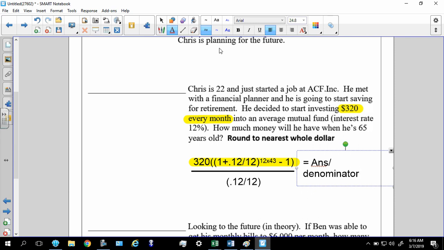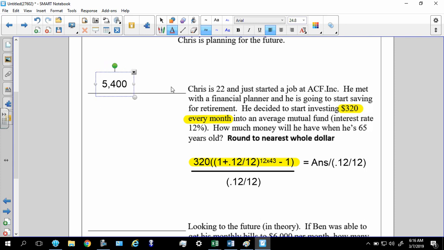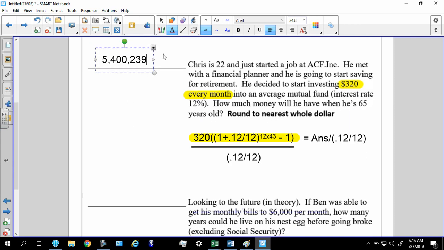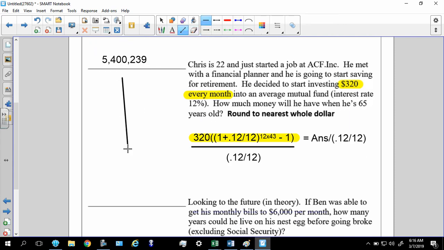Excuse me. And so how does that look? Well, you're going to say divide by parenthesis 0.12 divided by 12, close parenthesis. And when you do that, you're going to get your answer. And the answer is going to be, rounded to the nearest whole, 5,400,239. All right. Now, this next part is a continuation.